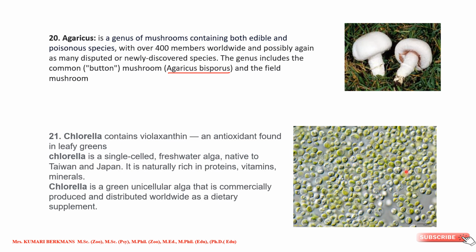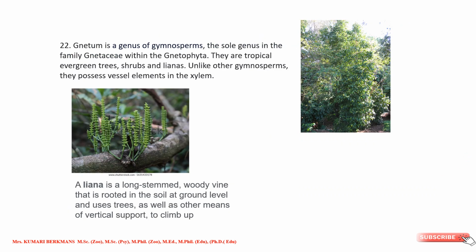It is rich in proteins, vitamins and minerals. It is edible actually. Chlorella is a green unicellular algae. It is commercially produced and distributed worldwide as a dietary supplement like spirulina. We have seen spirulina, no? Just as spirulina is a supplementary diet, this Chlorella is also a supplementary diet, and a single cell. Spirulina had 60 to 72% protein, right? So that is also highly rich in protein, vitamins and other minerals. Chlorella is from Japan and Taiwan, which are its natives. Okay.